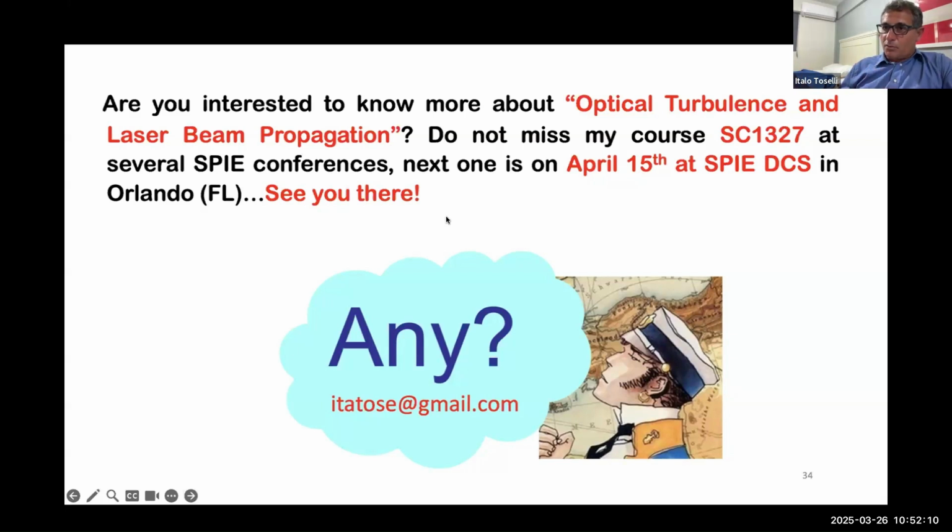There is, for example, the Hufnagel-Valley profile, which is a well-known profile used in academia, which of course needs to be improved. People are working to make it more precise, but there you can have an idea of how the Cn squared changes with altitude. A typical standard value used in this model at ground level is about 1.7 times 10^-14 m^-2/3. This is a standard value, yes.